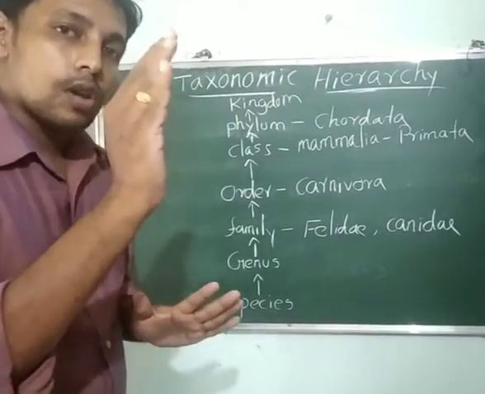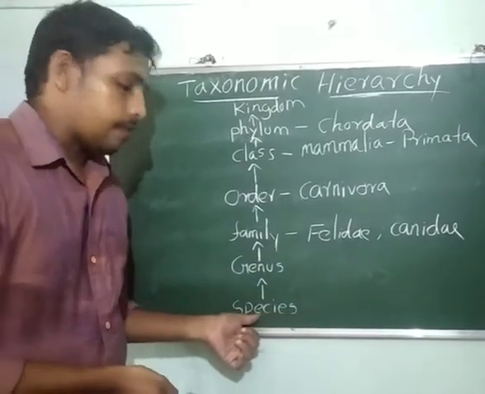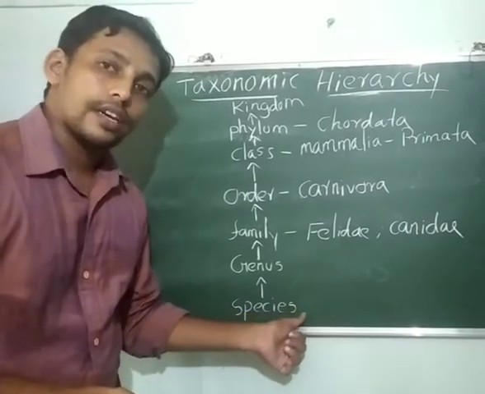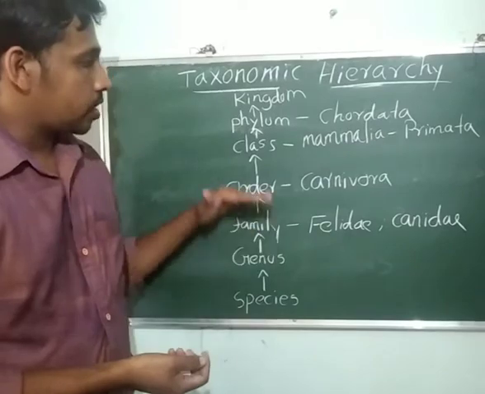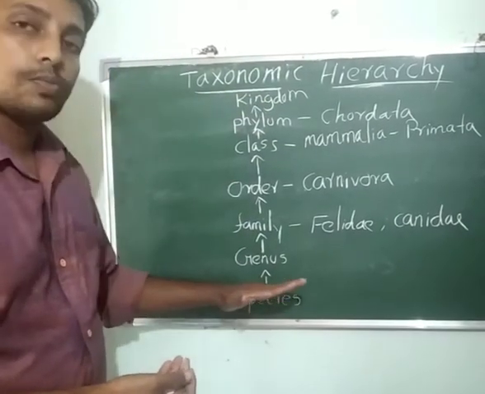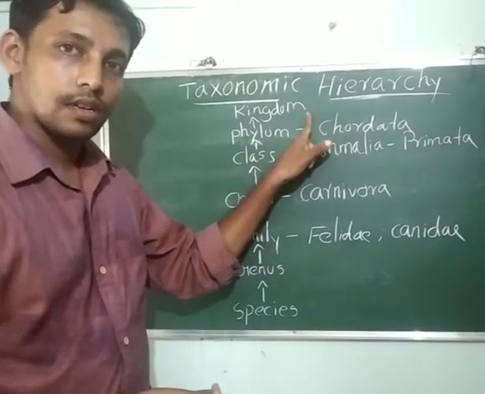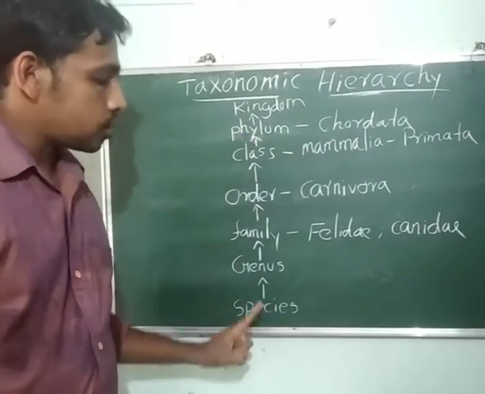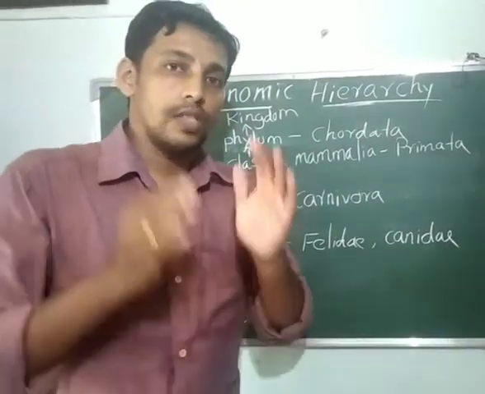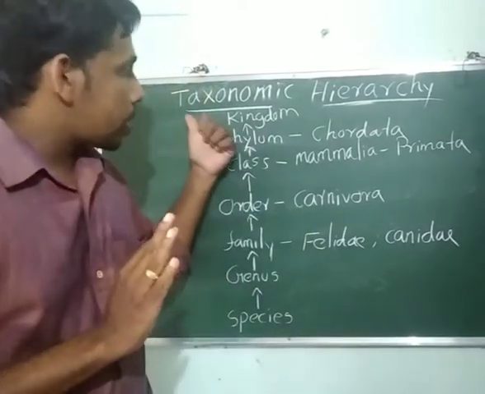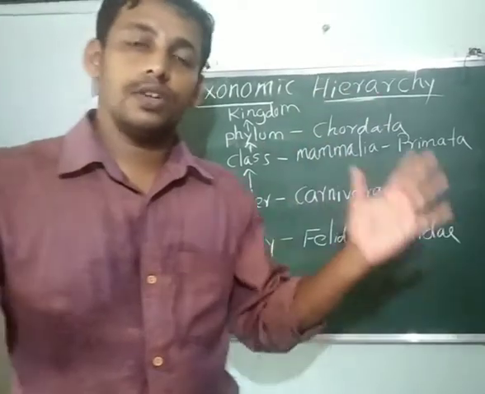In this taxonomic hierarchy, the lowest category is species and the highest category is kingdom. In between kingdom and species, we can see various levels. So in the taxonomic hierarchy, the lowest level is species. Then what is a species?